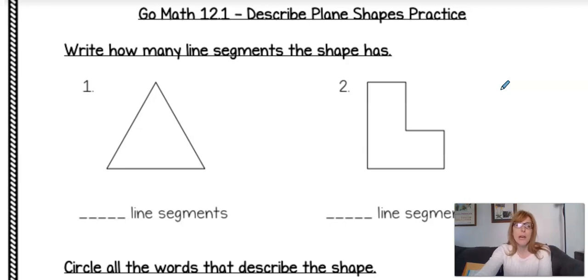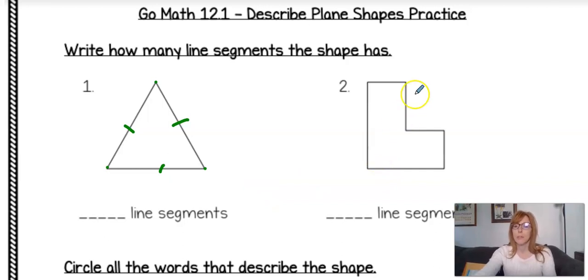All right, so it says how many line segments does the shape have? So you want to remember a line segment starts right here and it goes all the way down to the end. Line segments connect and they form angles. Okay, so you want to count how many line segments there are. So from here to here you have one, from here to here you have two, and from here to here you have three. So you should have three line segments.